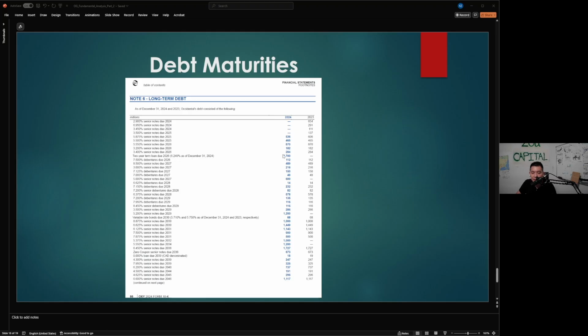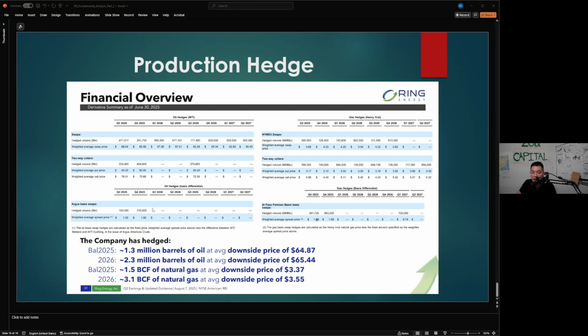Here I have an example of Oxy's debt maturities as of end of 2024. Looking at this, you can see they have a lot of loans that need to be paid off or refinanced in 2026. If you're an Oxy investor, it's important for you to analyze whether they can pay off this loan before or in 2026. Now, moving on to production hedging.